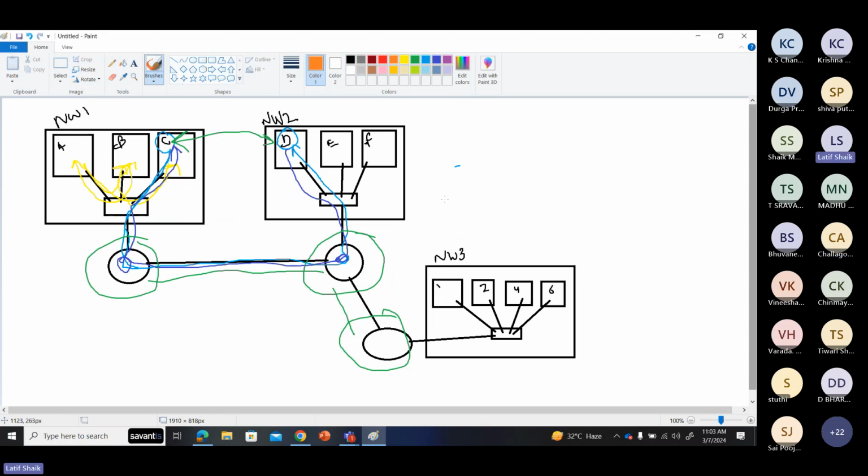Let's look here. From F to E or D, they don't need an external internetworking device like a router, switch, or modem. So they can communicate within the network. This is communication within the network, like a LAN. They are communicating within the network without going outside of the network.